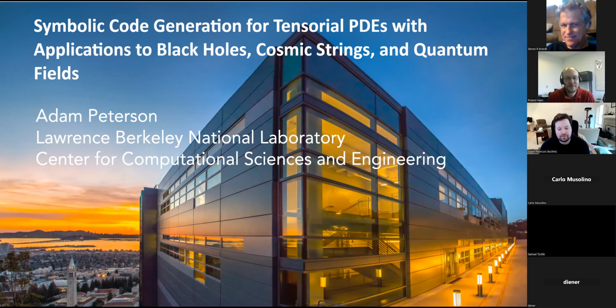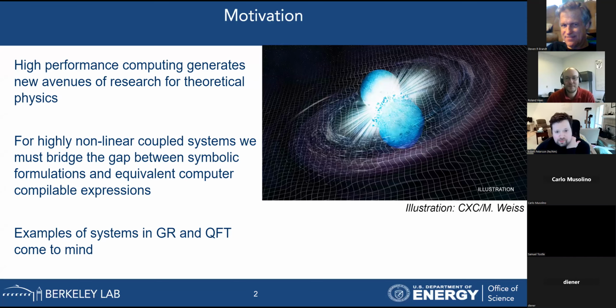We've gone beyond your typical black hole simulations, and we've started to work with more exotic objects like cosmic strings, which I'll talk a little bit about. And if we get to it, I'll go even further into the exotic and talk about lattice quantum field theory, which is the new project we're working on.